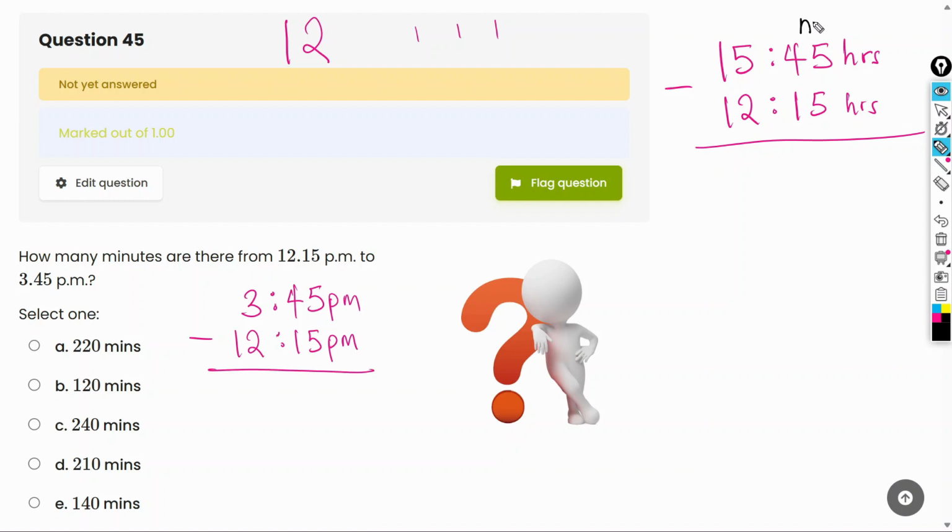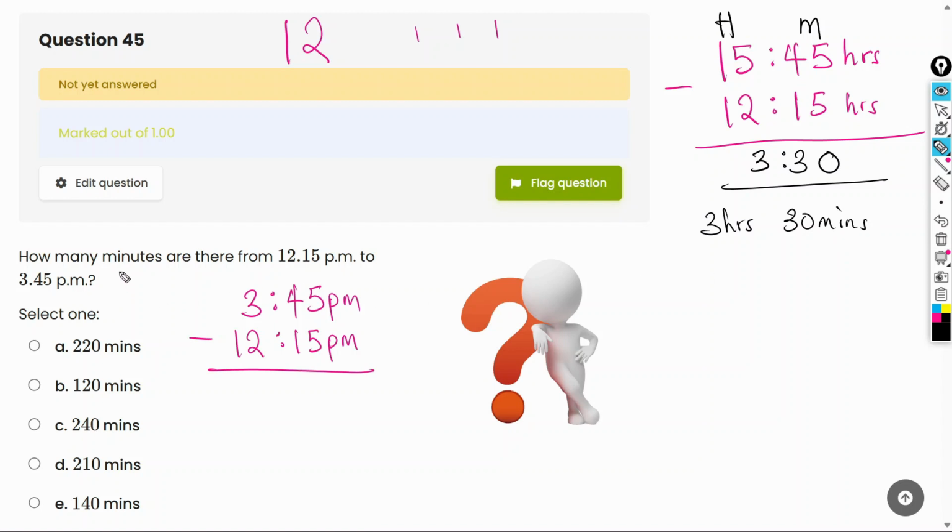So this is our minutes place, this is our hours place. So 45 minutes minus 15 minutes. 5 minus 5 is 0. 4 minus 1 is 3. 5 minus 2 is 3. 1 minus 1 is 0. So that's 3 hours, 30 minutes.